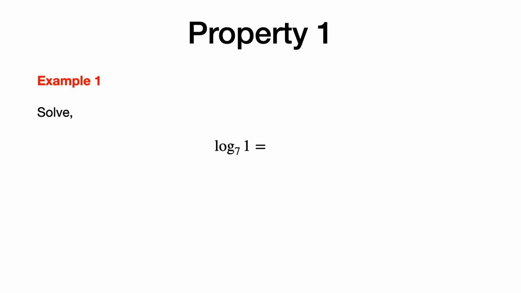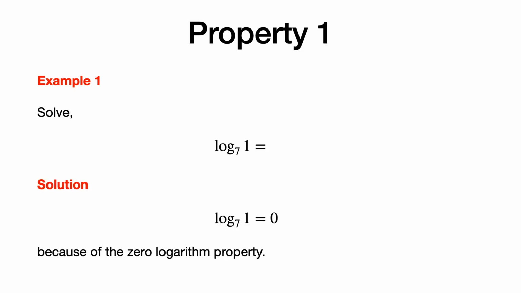Now let's try to solve this example. What is the logarithm of 1 to the base 7? Obviously, that is 0, following the zero logarithm property.